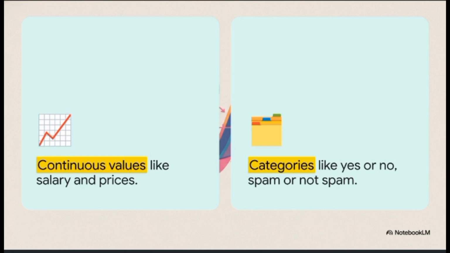Now, I know what you're thinking. It has the word regression in its name. Honestly, that's just a bit of historical baggage. Logistic regression is strictly for classification. It predicts categories, yes or no, fraud or not fraud, spam or not spam. It limits its output to a strict probability.